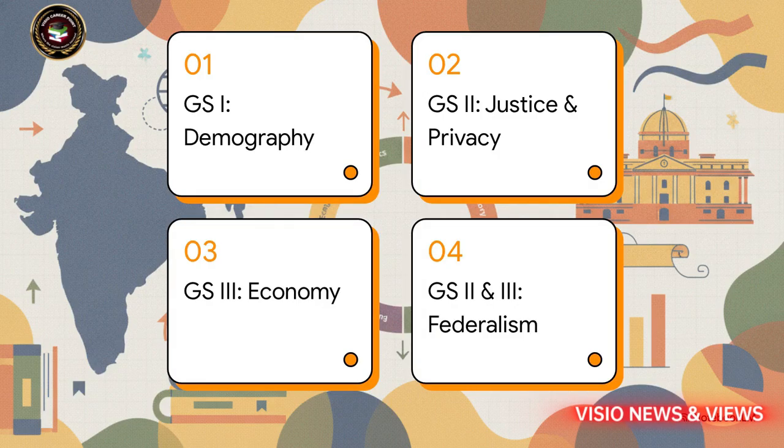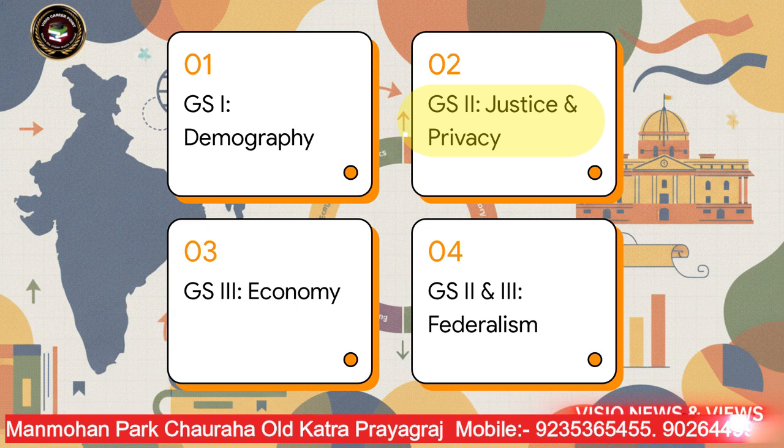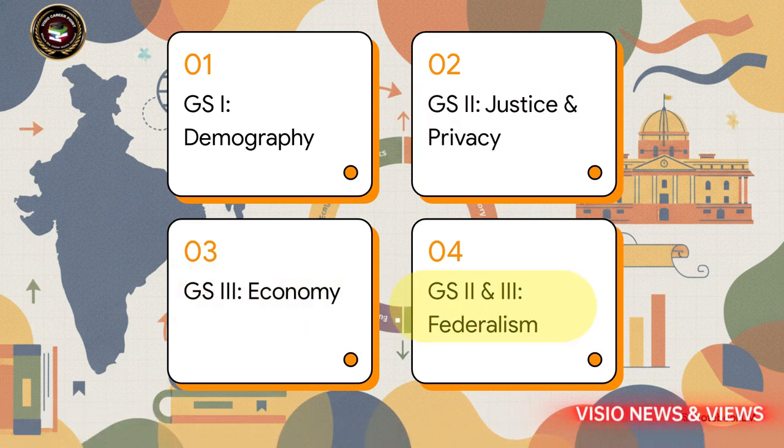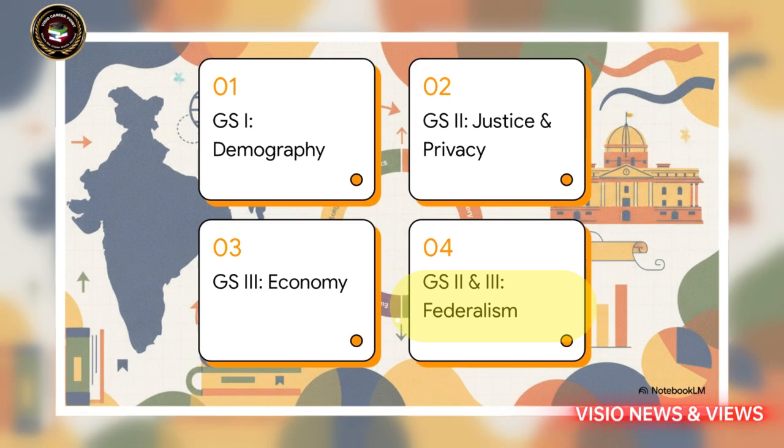Our roadmap today covers 4 main stops. First up, we're hitting GS Paper 1 on demography. Then we move to GS Paper 2 for justice and privacy. Next is GS Paper 3 covering the economy. And finally, we're going to bridge Papers 2 and 3 to take a hard look at fiscal federalism.